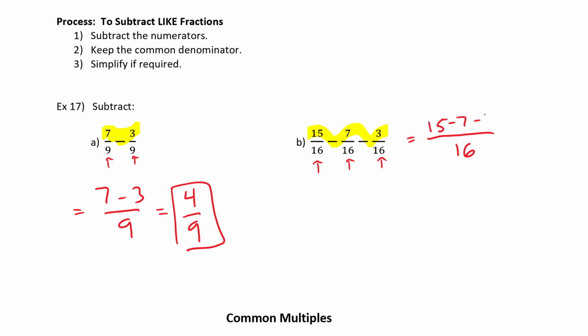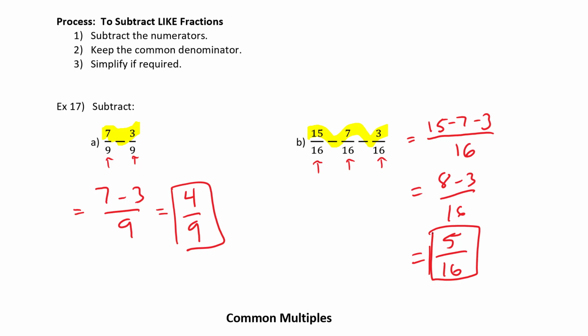15 minus 7 minus 3. That's the math we're going to do. Pool them all together. 15 minus 7 is 8. And then lastly, 8 minus 3 is 5. 5 over 16. Can I simplify that down anymore? I cannot. As a result, that is the final answer.